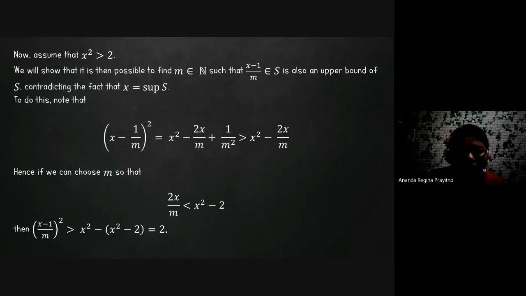Now, assume that x squared is greater than 2. We will show that it is then possible to find m in the natural numbers such that x minus 1 over m is also an upper bound of S, contradicting the fact that x equals the supremum of S. To do this, note that (x minus 1 over m) squared equals x squared minus 2x over m plus 1 over m squared, which is greater than x squared minus 2x over m. Hence, if we can choose m so that 2x over m is less than x squared minus 2, then (x minus 1 over m) squared is greater than x squared minus (x squared minus 2), which equals 2.